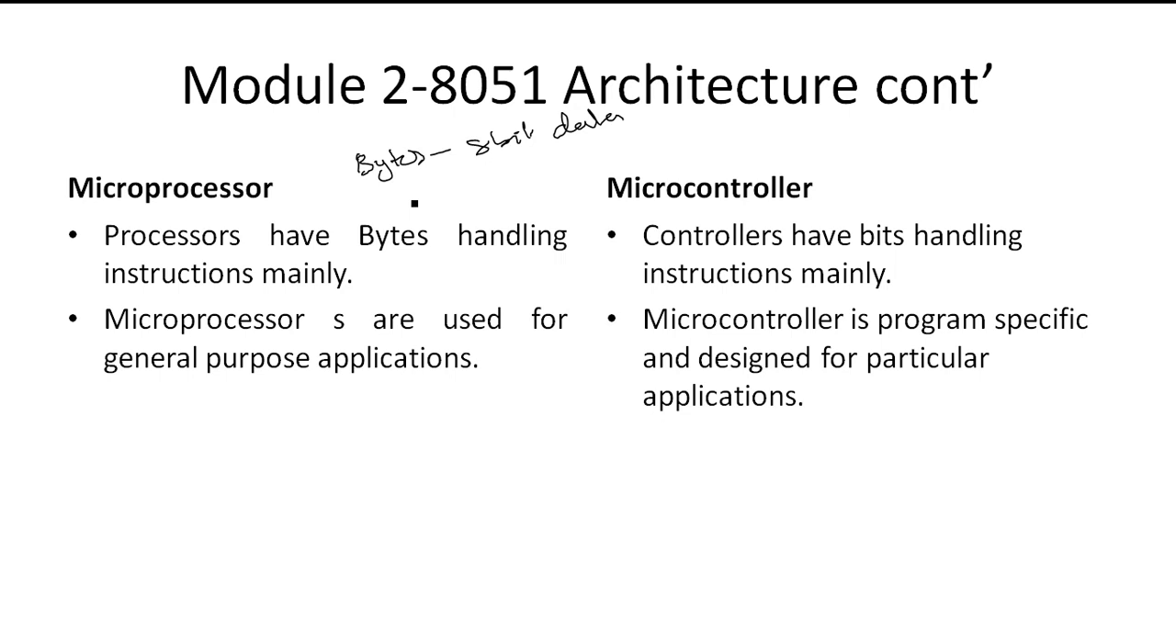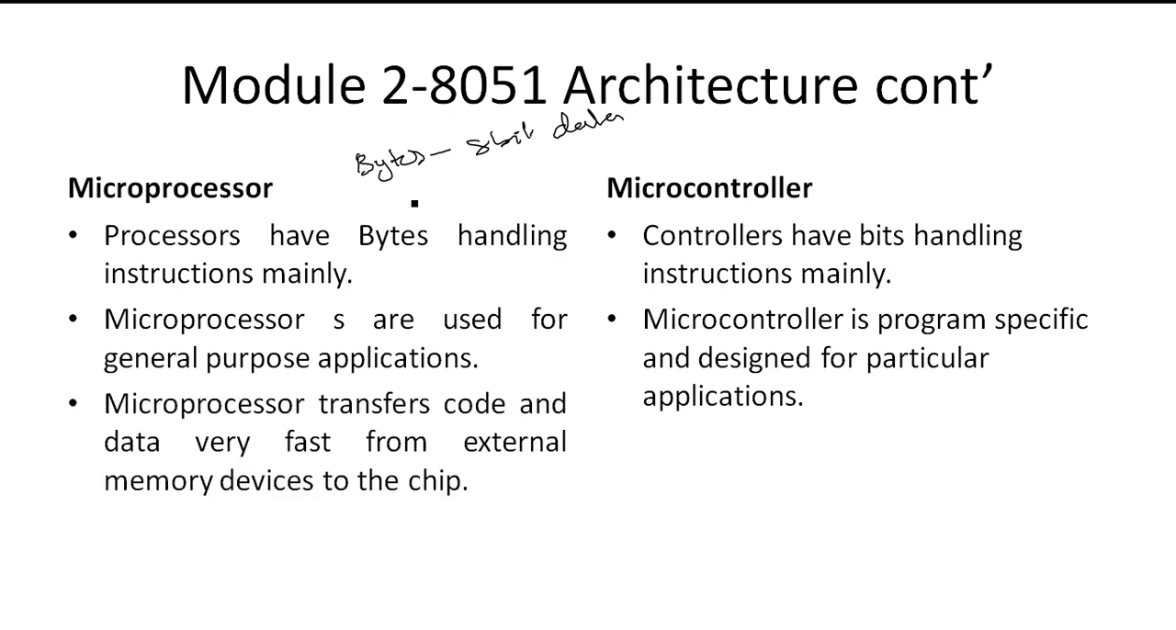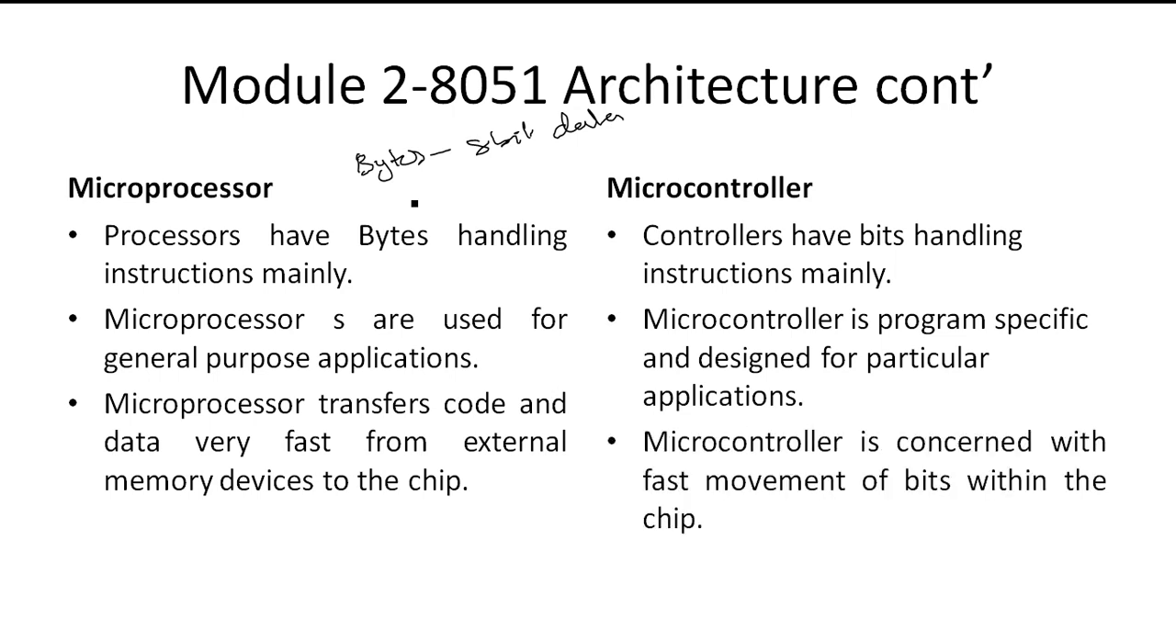So that is the microcontroller difference. A microprocessor transfers code and data very fast from an external memory device to the chip. Microcontroller is concerned with the fast movement of bits within the chip.